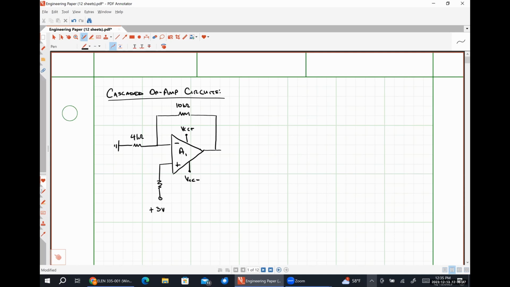And then over here, let's have a 2 kilo ohm resistor. This will be op amp A2. It also has the requisite supply voltage connected. Let's make this also a 10 kilo ohm resistor. This will be the output of the cascaded op-amp circuit, and I'm going to ground this guy.